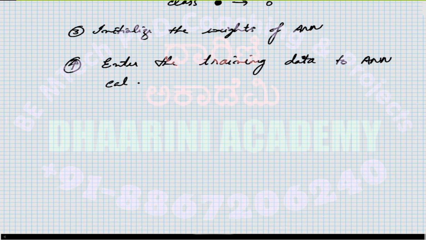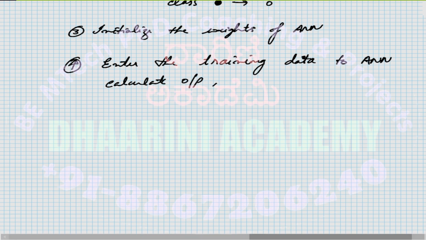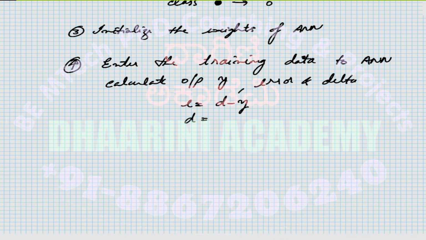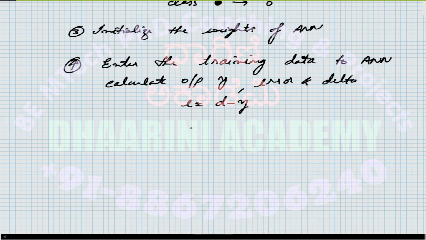Calculate the output. So what is the output? Output is nothing but the y. Calculate the output y, then the error and the delta value. So y is there. How do you calculate E? E is equal to d minus y, and then the delta. So delta is equal to the error. This is for the output.